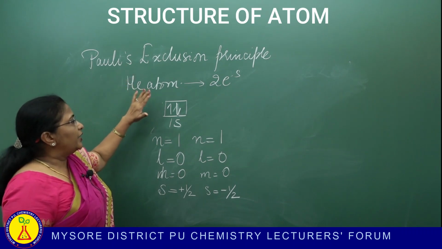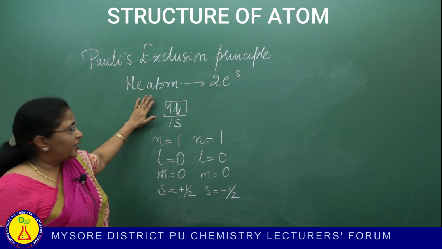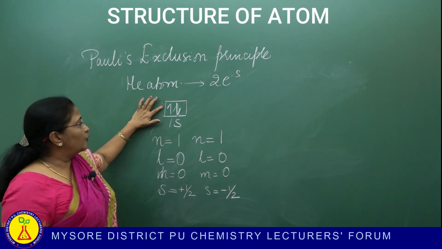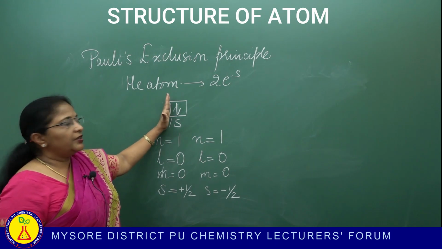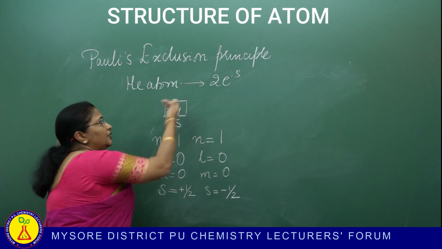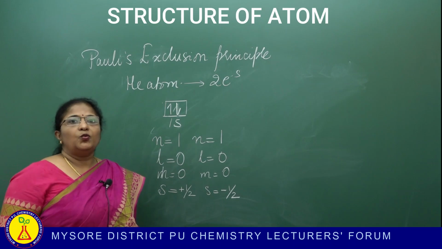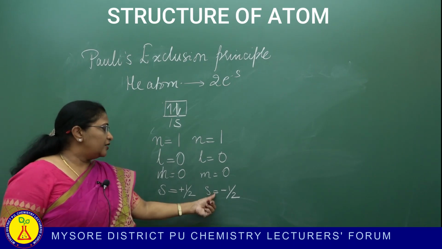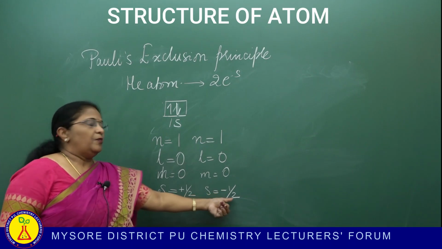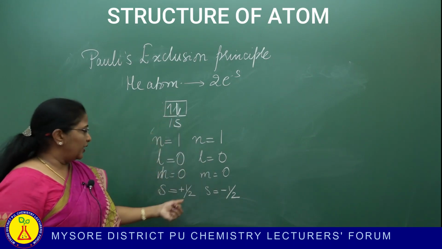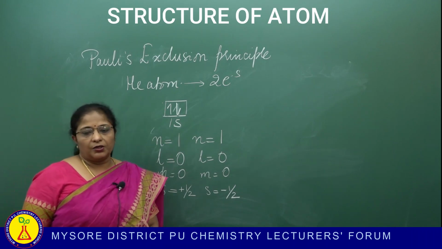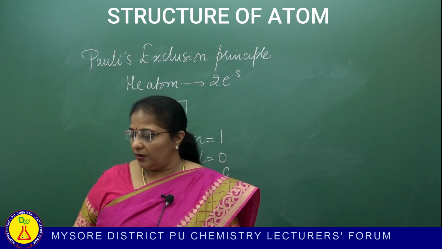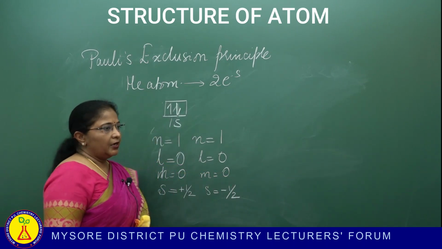So whenever you are writing the box diagram, as it is called for the electronic configuration, you put one arrow in the upward direction and the other arrow in the downward direction. The downward direction represents that the spin quantum number is minus half, while the upward direction is plus half. So this is the second principle.